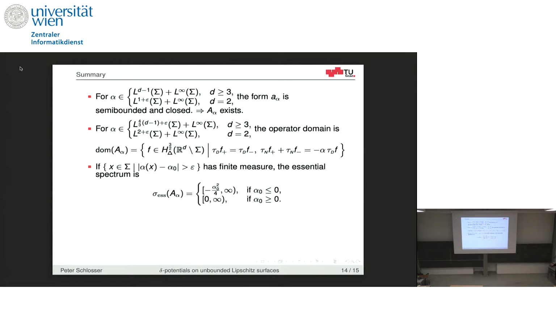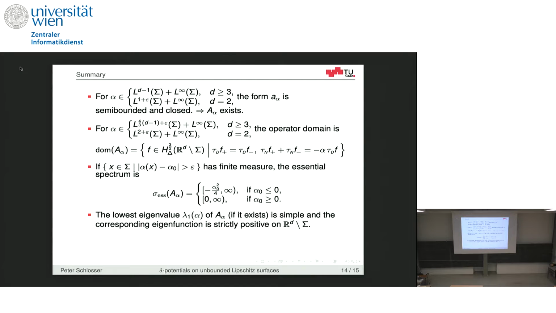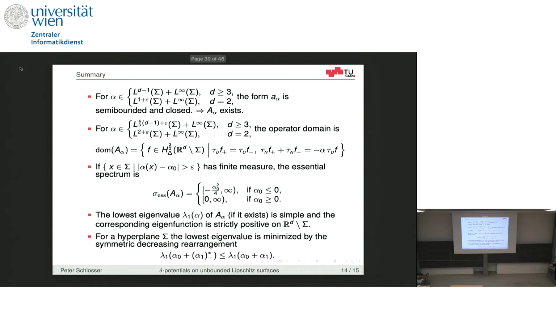The essential spectrum is known whenever this potential is constant at infinity, in this sense, whenever this set has finite measure. And then, yeah, the lowest eigenvalue is always simple and has a strictly positive eigenfunction. And yeah, this rearrangement I just showed you, where we can take the negative part and the symmetric decreasing rearrangement of this alpha 1, and then we are sure that we obtain the lowest possible eigenvalue in this thing.